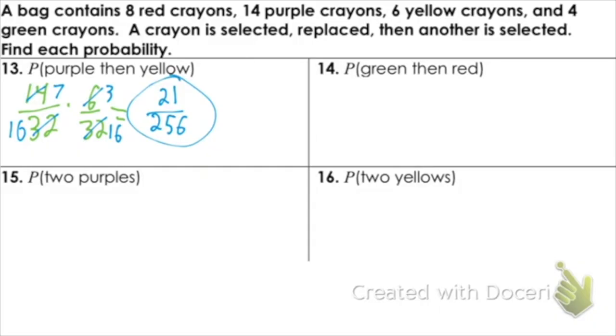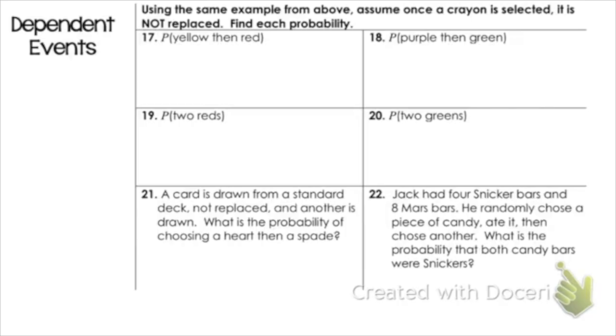All right. Any question on that, guys? Okay, we're actually going to skip 14, 15, and 16 for now. And we're going to move on to dependent events, because they're pretty similar. Dependent events. So these are going to depend on each other. So using the same example as above, same number of crayons, same colors, all that. But once a crayon is selected, what happens? It's not replaced.